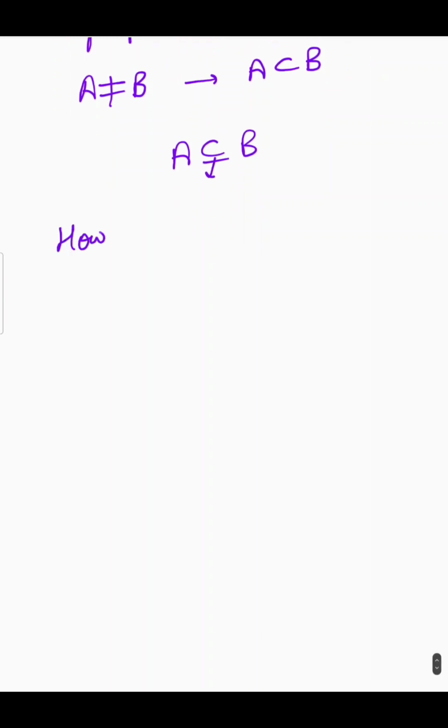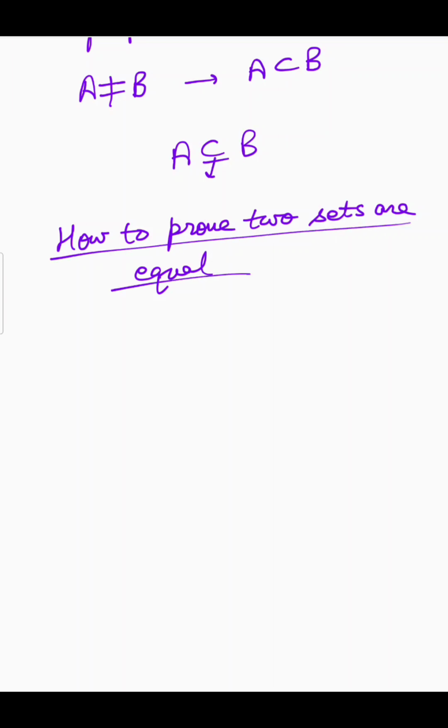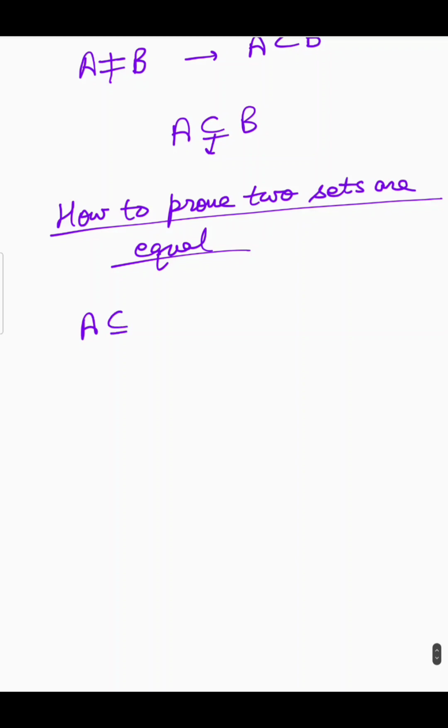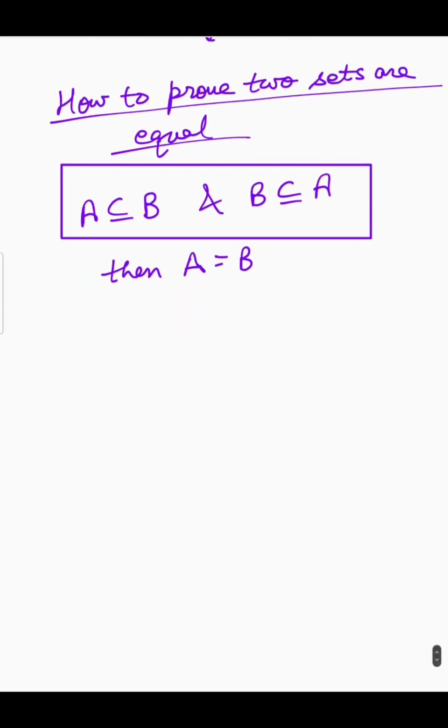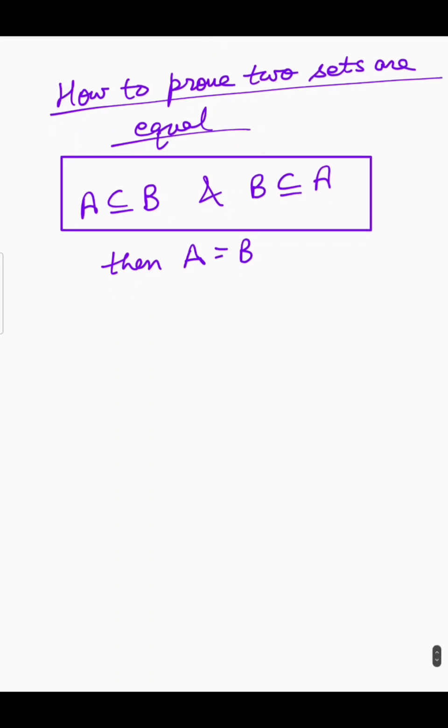Now how to prove two sets are equal? हम कैसे प्रूफ करेंगे कि दो सेट इक्वल है? अगर A is a subset of B and B is a subset of A, ये अगर हम किसी भी तरीके से प्रूफ कर दिए, then A is equal to B. क्यों ऐसा क्यों है? Why is this so?